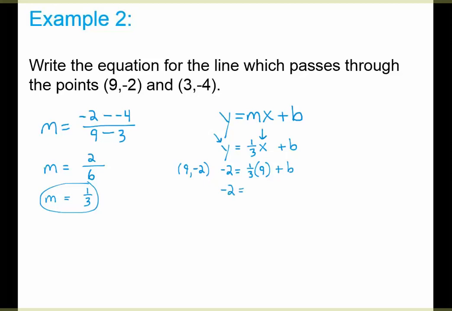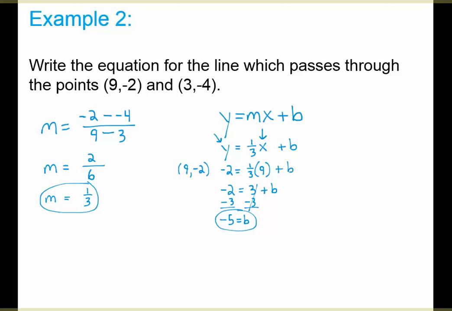Negative 2 equals, let's see, 1/3 times 9 is 3. So 3 plus b. And then to get b by itself, I'm just going to take away 3 from both sides. And that leaves me with a negative 5. So b equals negative 5. And hopefully you were able to get that.